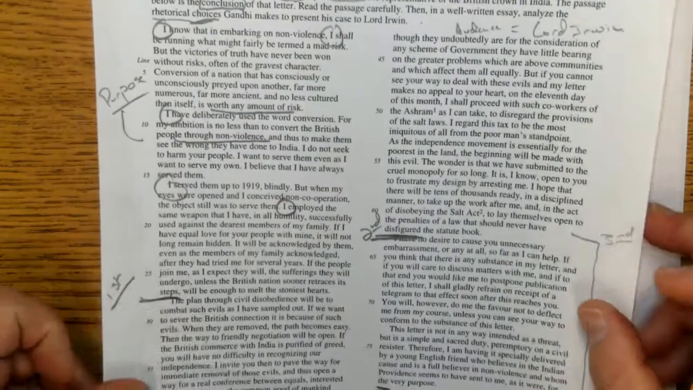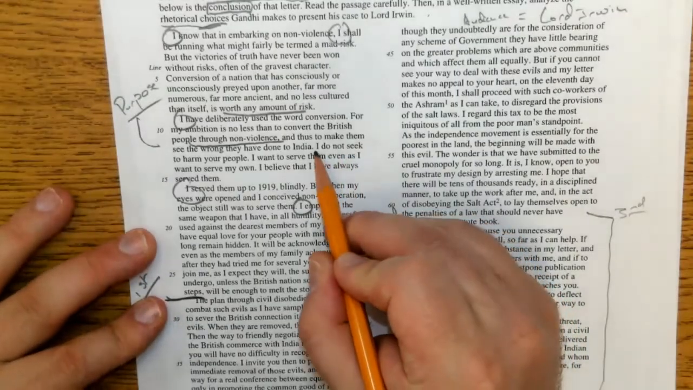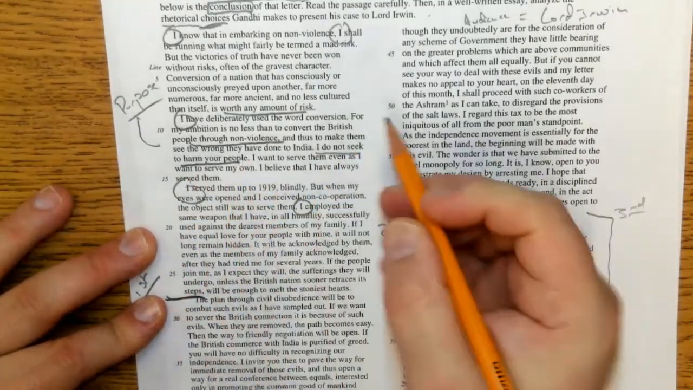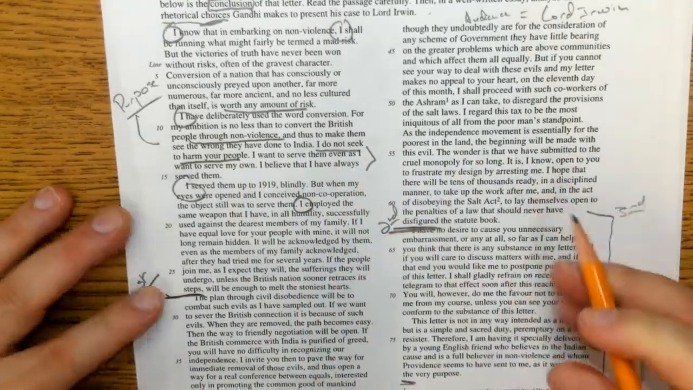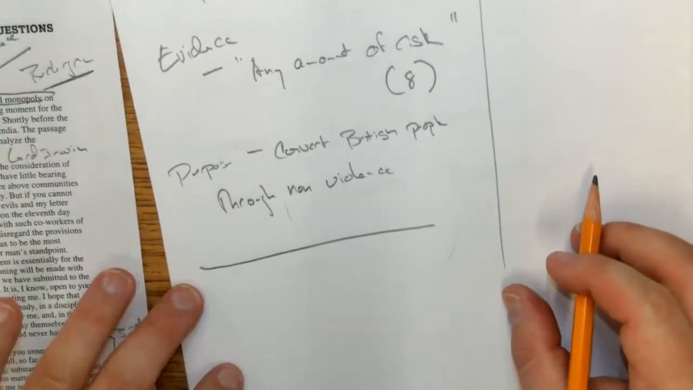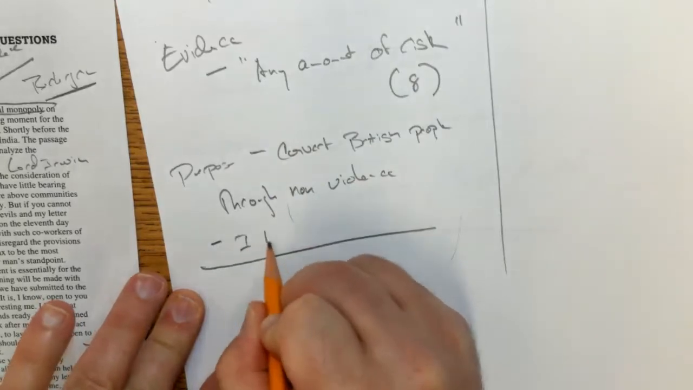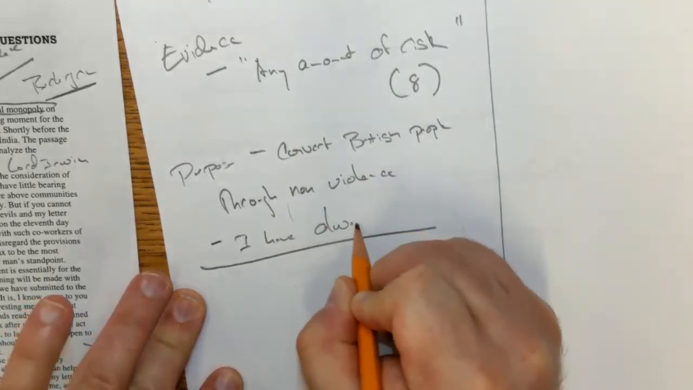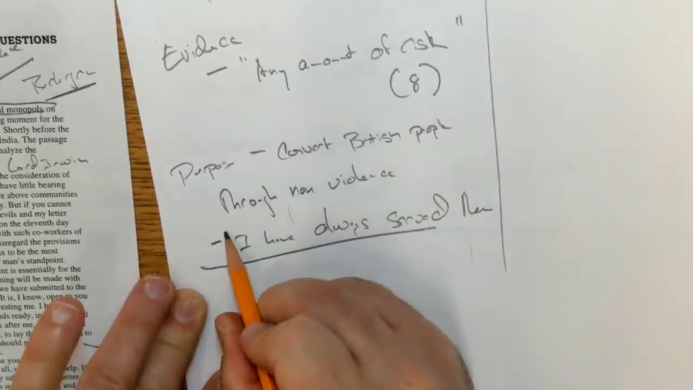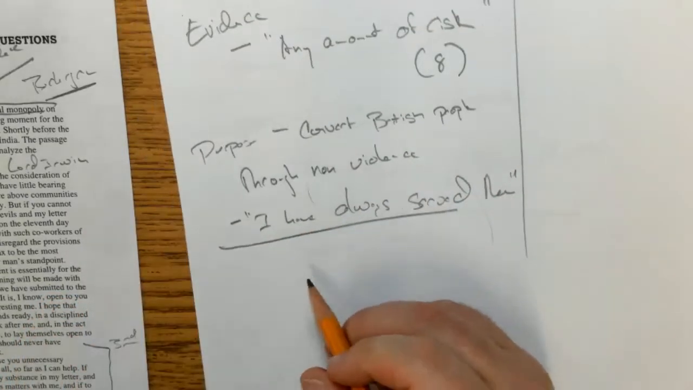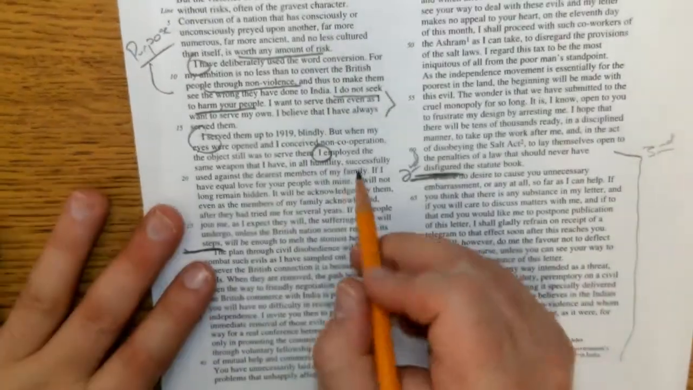Let's keep going here. I do not seek to harm your people. I want to serve them even as I want to serve. I believe I have always served them. So that's ethos, okay? That's another thing of ethos: I have always served them. And then we're going to finish this up with the last part right here.